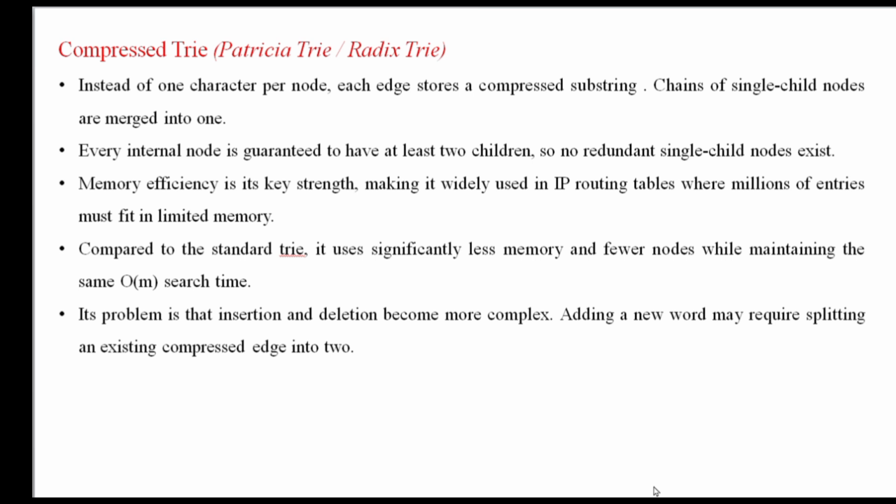To fix the memory problem, we use the compressed trie. In a standard trie, there are long chains with only one child node. The compressed trie joins these nodes together, so one edge can hold a group of letters instead of just one letter. Its biggest advantage is saving memory. It uses much less space but keeps the same fast speed.